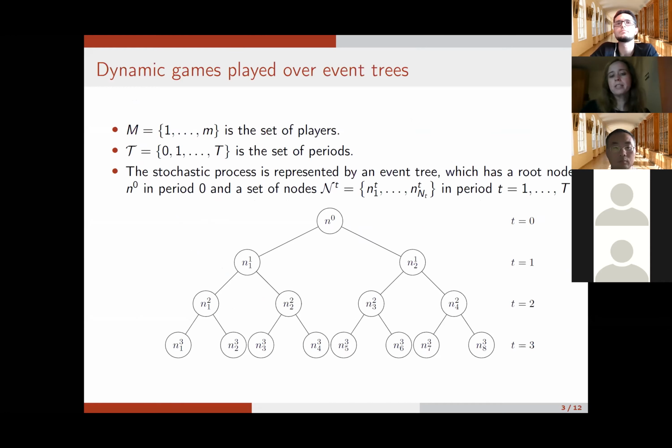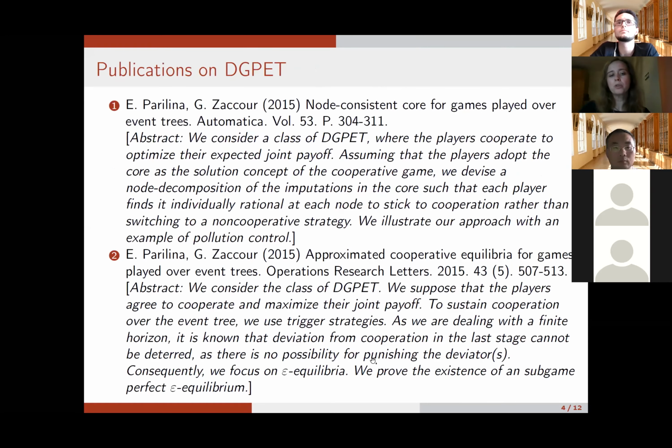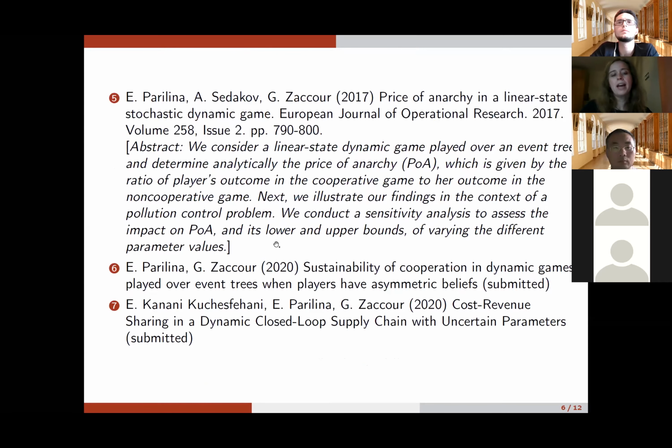And for these symmetric players and this type of games with binary event tree, we get explicit results for the cooperative solution and for the Nash equilibrium. And we also calculate the price of anarchy for this class of games and find the lower and upper bounds and get some nice sensitivity analysis of this price of anarchy for this class of games, depending on the parameters of the game. The last two papers are recent publications that are not published yet.